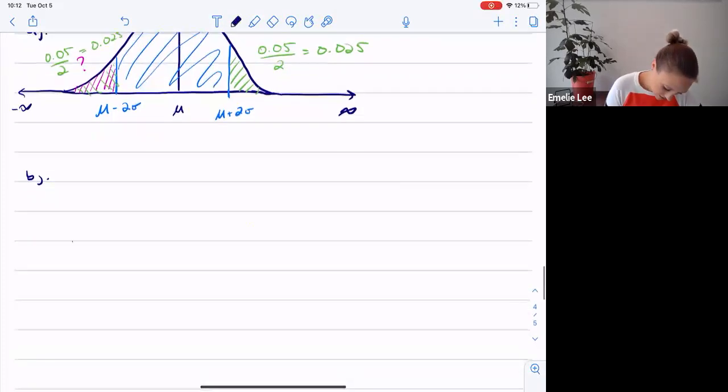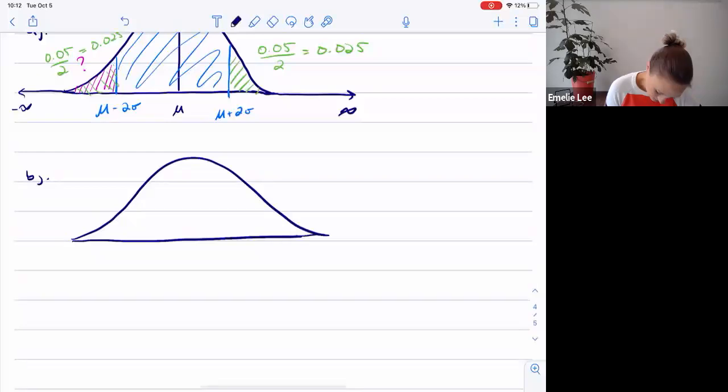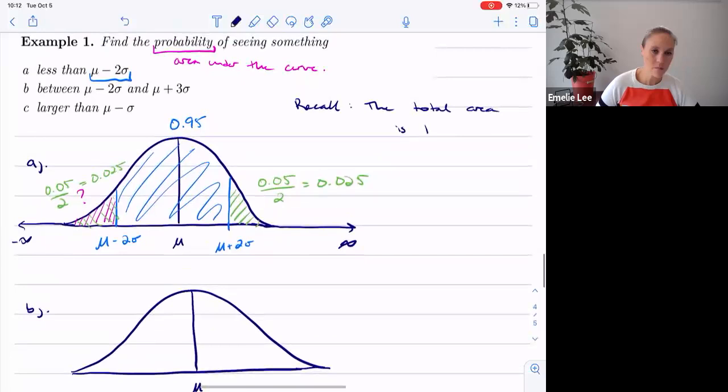So here, if I draw out the normal distribution, and here I am at mu, so some generic mu. If you want to, you can let mu be 0 and sigma be 1, just to simplify things, but I'm going to keep it kind of generic here. So between mu minus 2 sigma and mu plus 3 sigma.